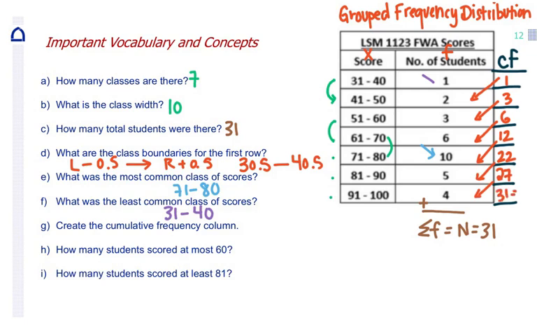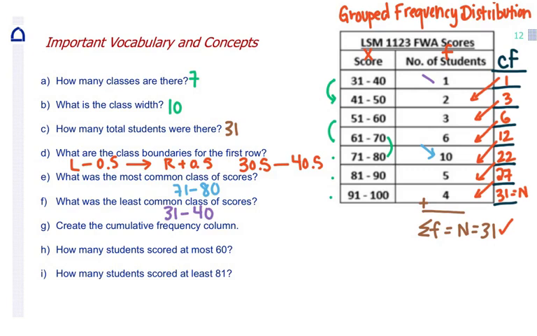And the number in the final row of the cumulative frequency column should match the number of people or items of data that we collected. So that's the cumulative frequency column. We will use that more in the next lessons. Let's answer a few more questions that they might ask.